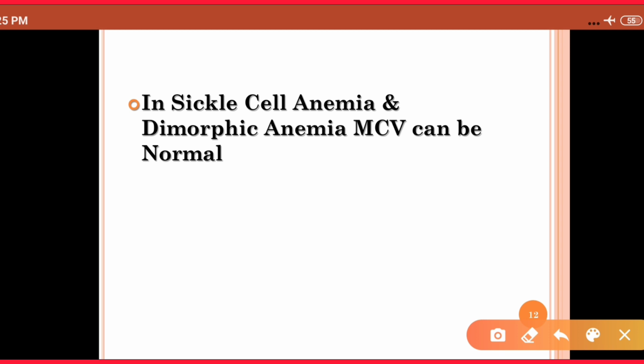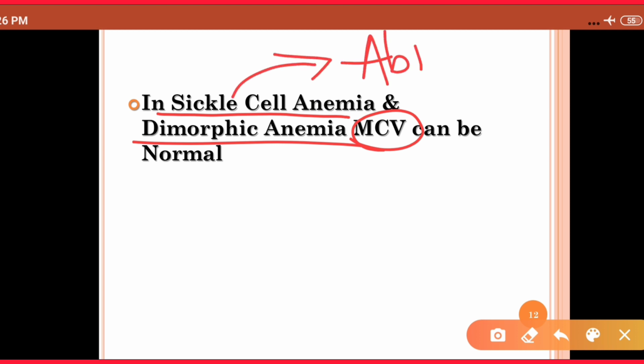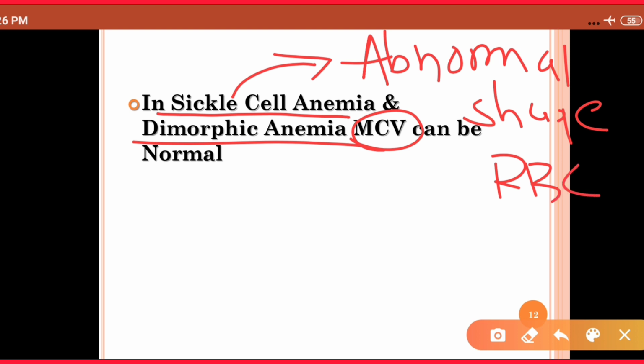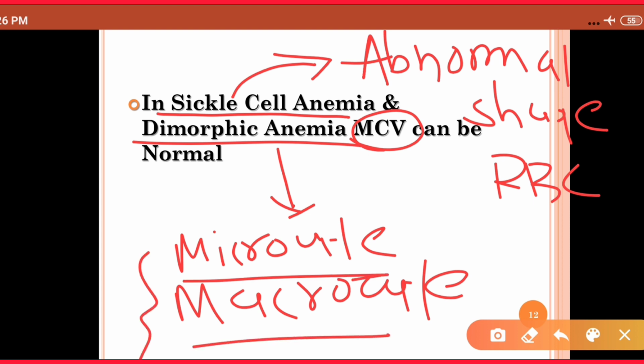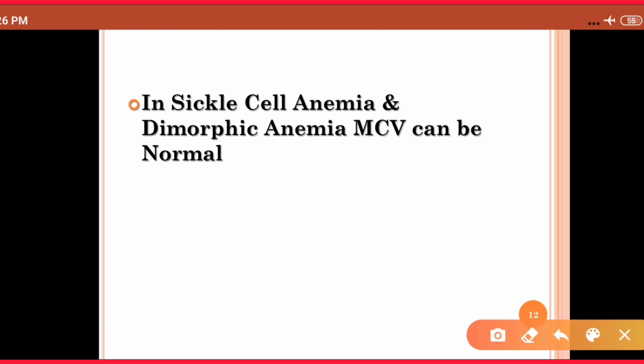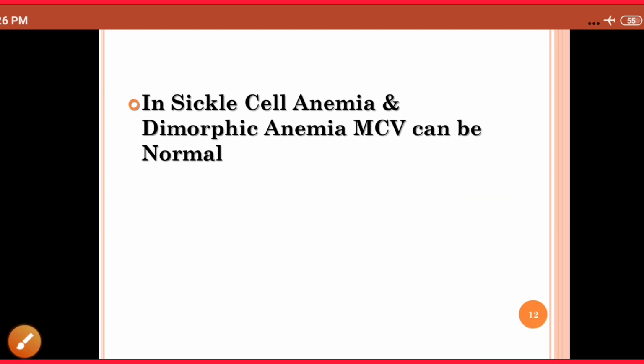But there is always an exception in certain situations. Even though you have anemia, your MCV can be normal in two conditions, that is sickle cell anemia and dimorphic anemia. Why? Because in sickle cell anemia you have many abnormal sickle-shaped red blood cells present. So your MCV will not reflect exactly whether you have microcyte or macrocyte. In dimorphic anemia, again you have microcytes as well as macrocytes. Both types of cells are present. So MCV will be normal because these two neutralize each other. So in these two conditions, these are the exceptions where your MCV will not be useful.